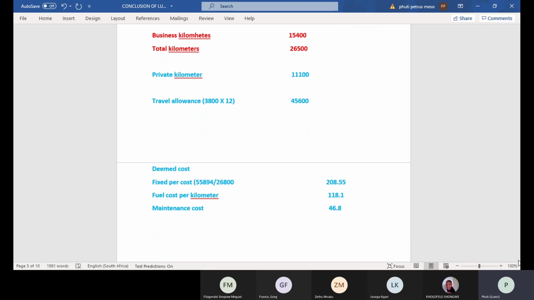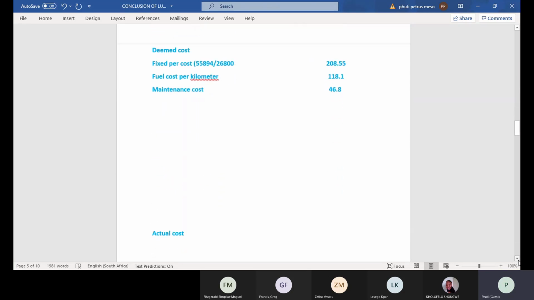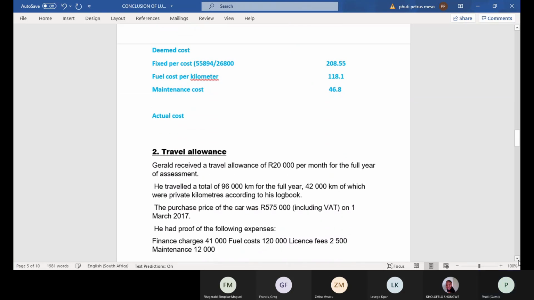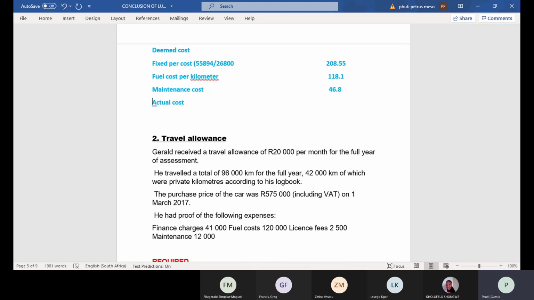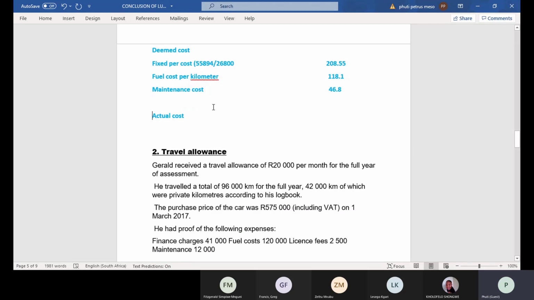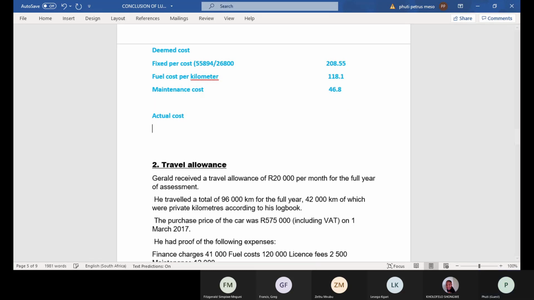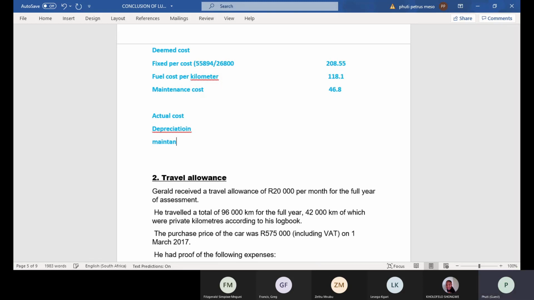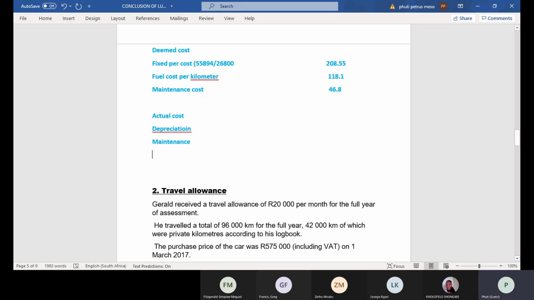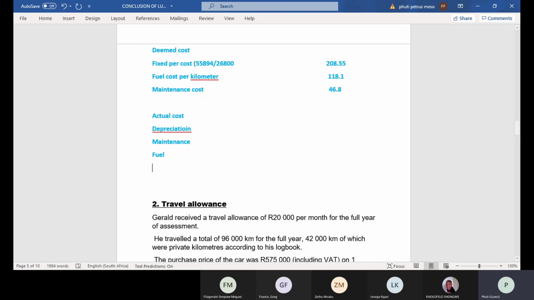Right, let's do the calculations on the actual cost. Remember, we need to actually use the greater of the two. We're calculating these two items, actual cost as well as your deemed cost. So, Kulufelo, what do we do on the actual cost? Right, the items that are going in here will be your depreciation, maintenance, and I think your fuel, if I'm not mistaken. We have insurance.